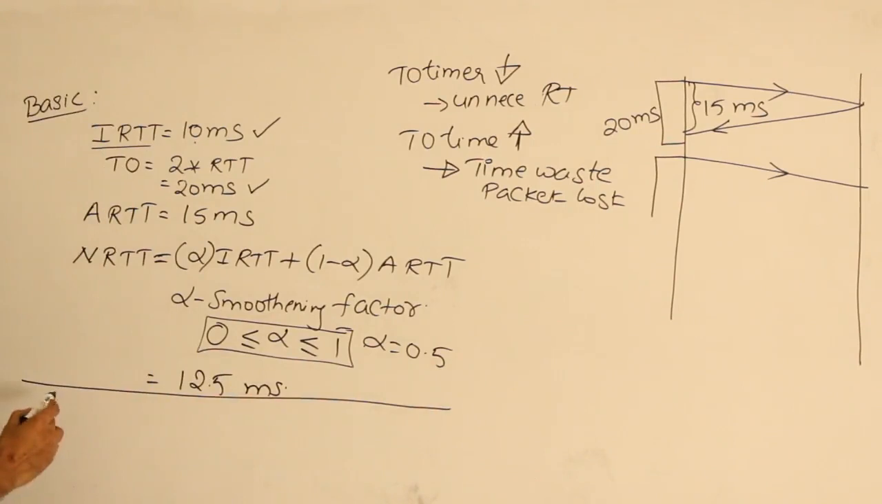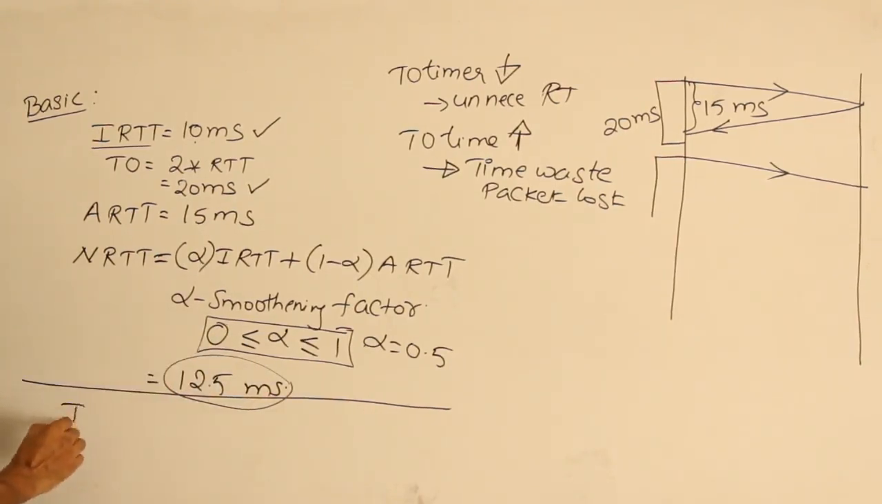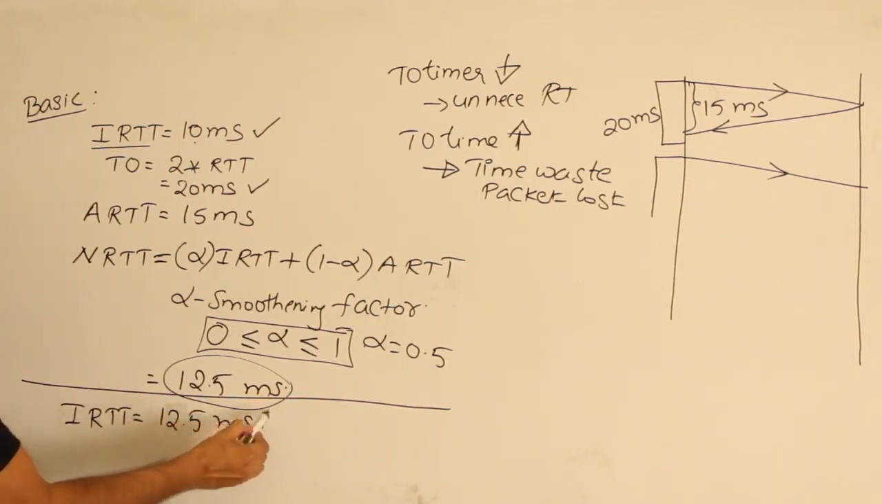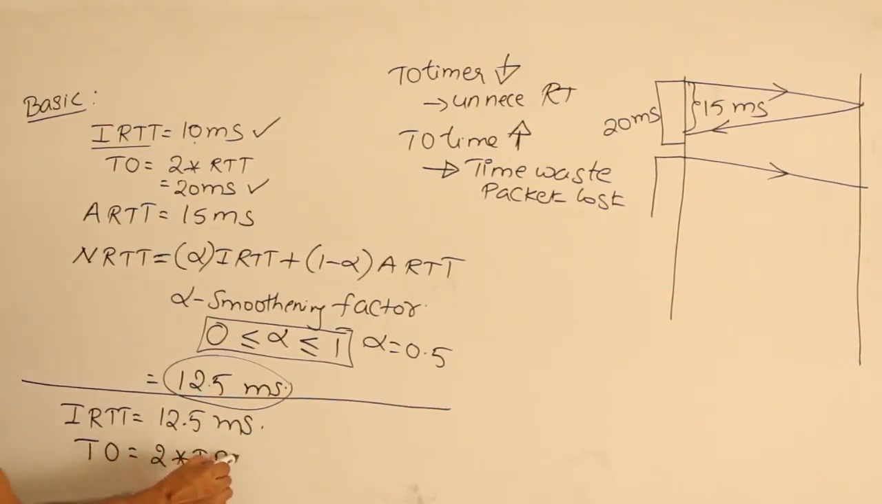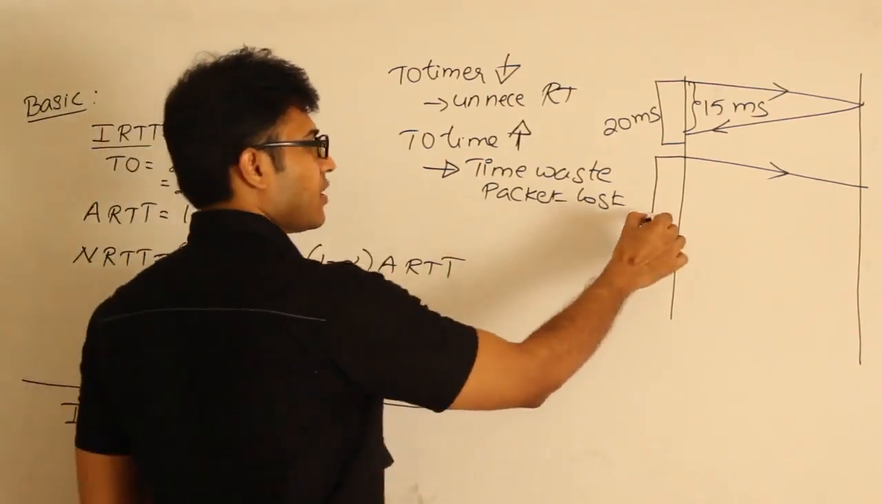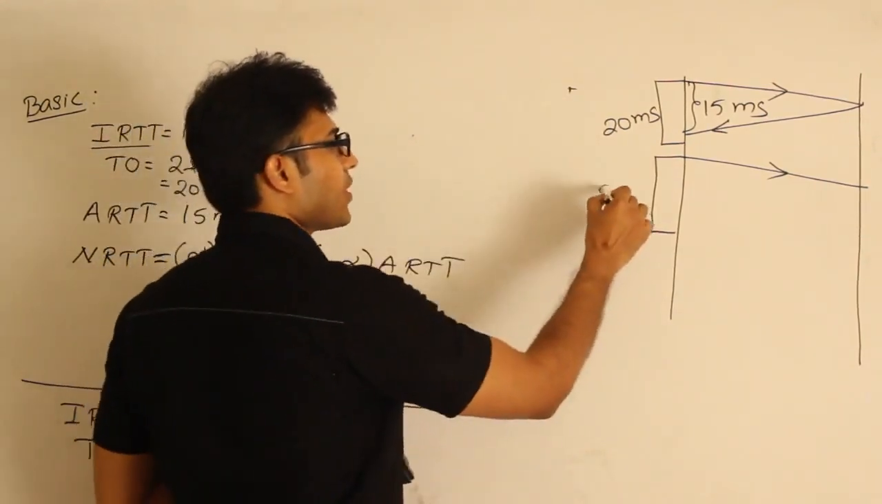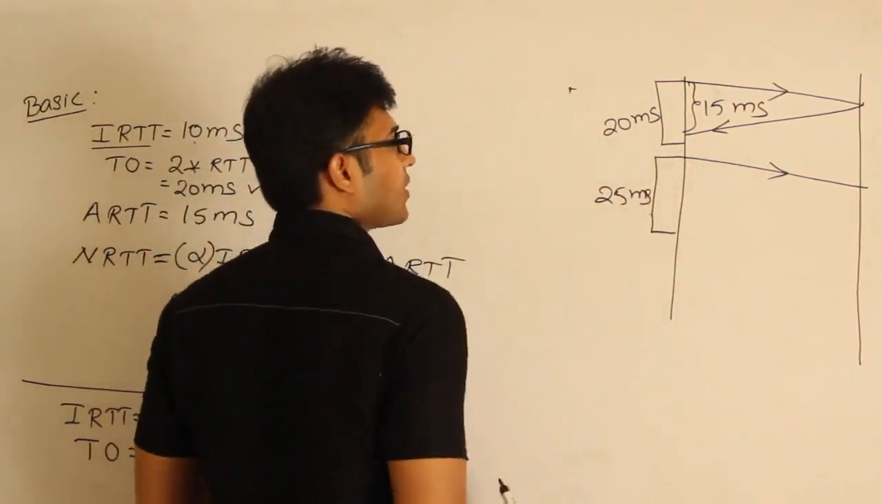Depending on that, I am going to calculate the timeout. For the next packet, my initial guess is 12.5 milliseconds. So for the next packet, initial RTT becomes 12.5 milliseconds. From this initial RTT, I am going to compute the timeout. Therefore, timeout is going to be 2 into initial RTT. So what is that? 25 milliseconds. Therefore, while sending the next packet, we are going to set the timeout as 25 milliseconds and send the packet, right?